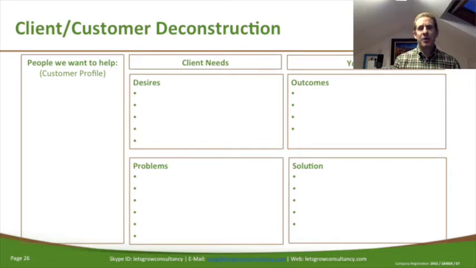Here's a model which I really like. It's a client-customer deconstruction. So look at your clients or customers. Look at what people you're trying to help. Build a pen portrait, a customer profile. Then look at their needs versus your offer. On the need side, what are your clients' desires and what are their problems? And then next to their desires and problems, what are the outcomes that you potentially offer and the specific solution? So a great little model that will help you really get under the skin of your client.